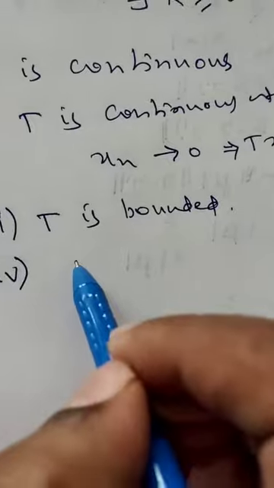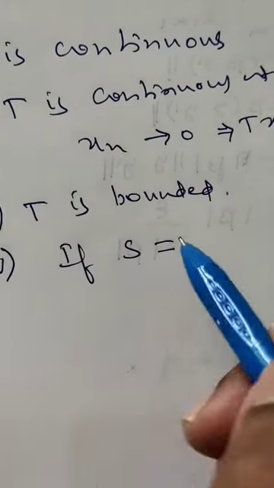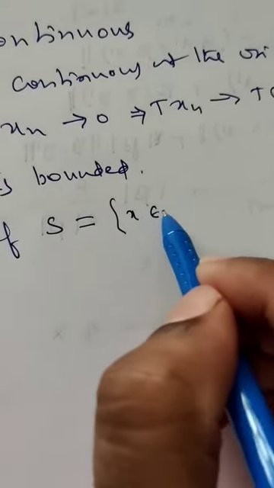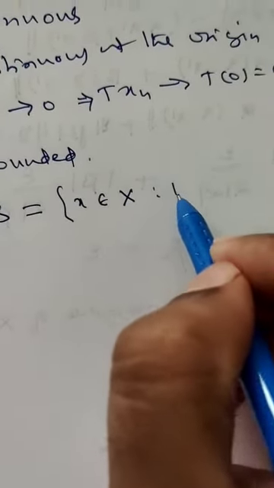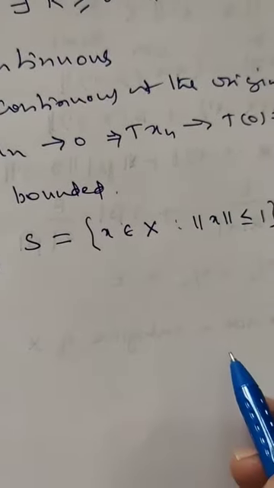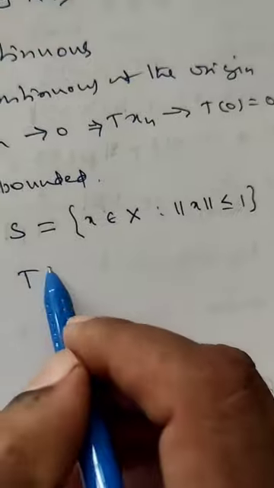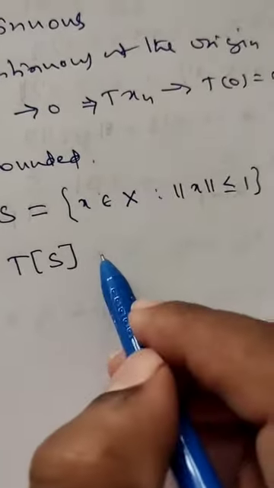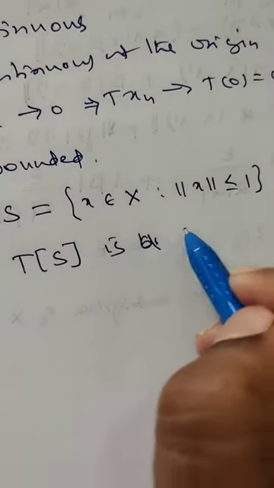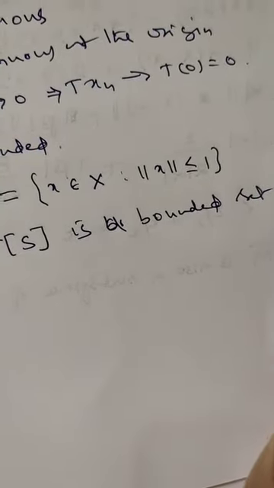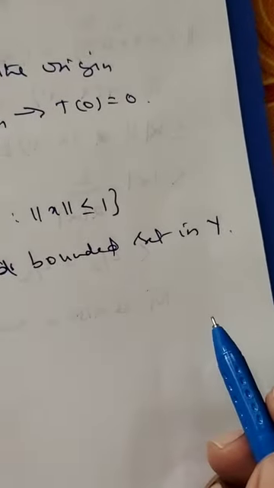And the fourth condition is this: if I take S to be the closed unit sphere in X, what does the closed unit sphere mean? It contains the set of all x belonging to X such that the norm of x is less than or equal to 1. It is a closed sphere in X. Then its image T of S is a bounded set in Y. We have to show T of S is a bounded set in Y.